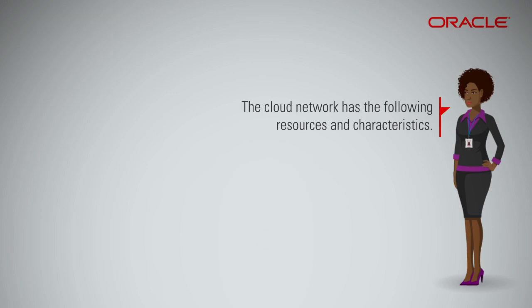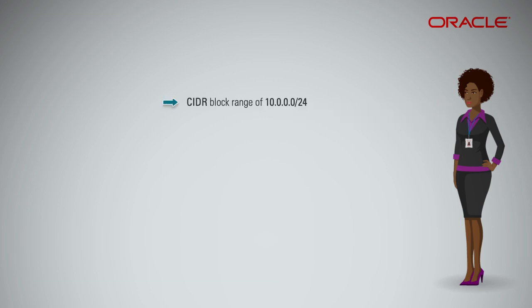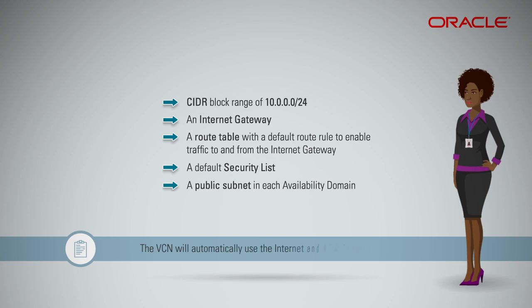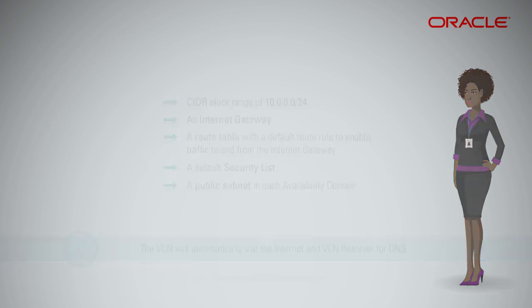The cloud network has the following resources and characteristics. CIDR block range of 10.0.0.0/24. An internet gateway. A route table with a default route rule to enable traffic to and from the internet gateway. A default security list. A public subnet in each availability domain. The VCN will automatically use the internet and VCN resolver for DNS.